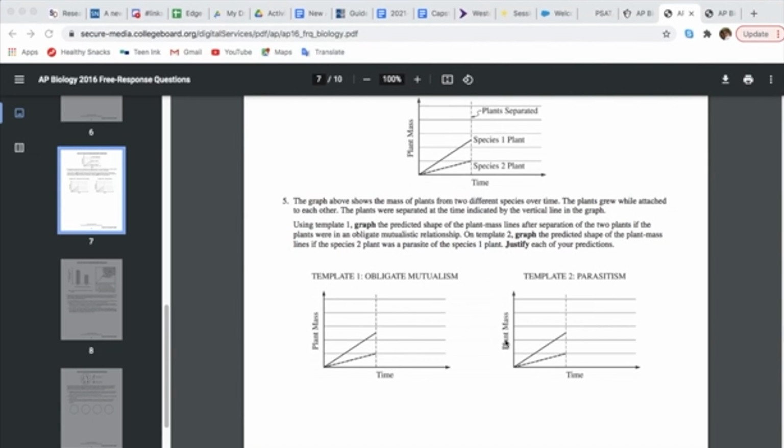So there we have our graphs. This one should be decreasing and decreasing. This one should be increasing and decreasing.